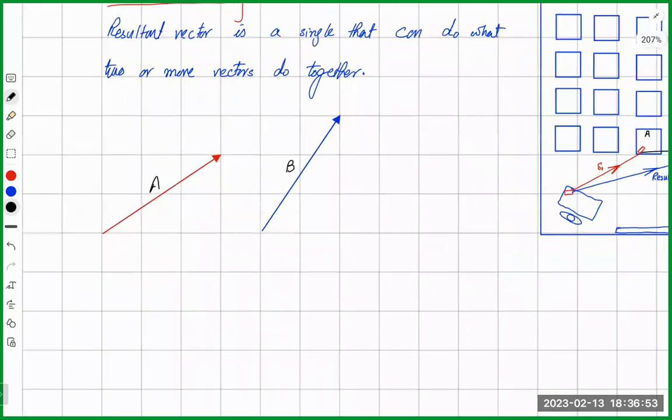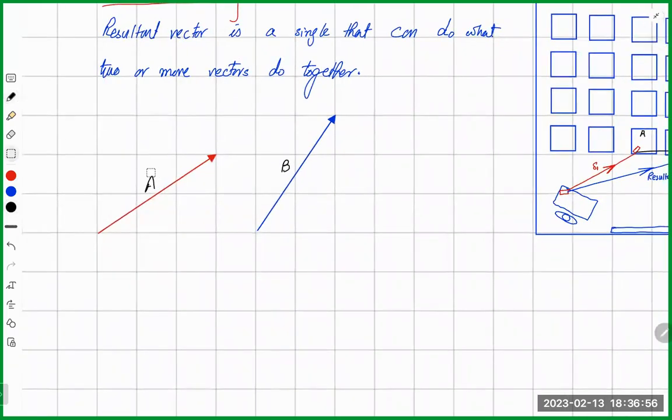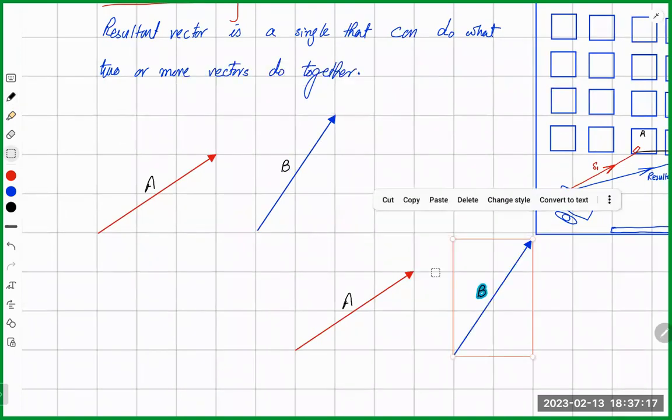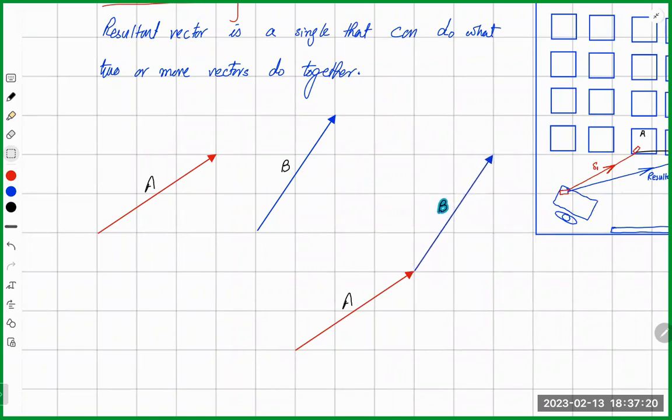Let me show you what I'm trying to say over here. For example, we have A and B vectors like this. I redraw vector A, but when I'm redrawing it, I have to be very careful that I do not change the length of the vector, neither should I change the direction of the vector. We should not change the magnitude of the vector, nor the direction. So we can shift a vector and repeat a vector as many times as we want to, but be careful not to change the size or the direction.